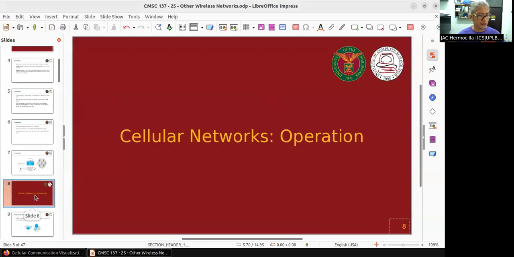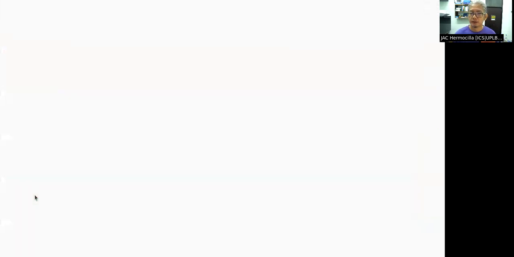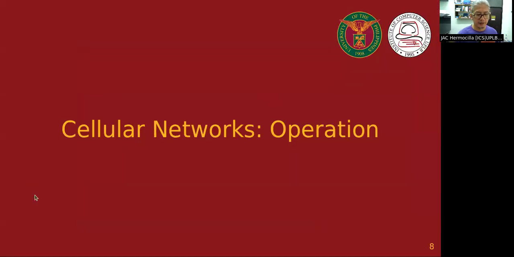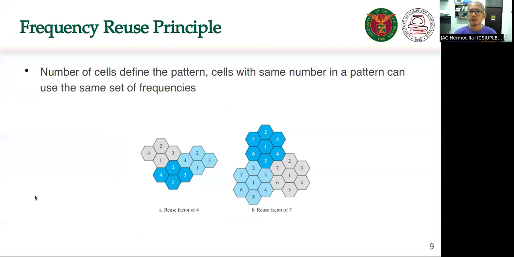Now let's look at the operation of cellular networks. There is a frequency reuse principle used in cellular networks. The number of cells defines the pattern. Cells with the same number in a pattern can use the same set of frequencies.